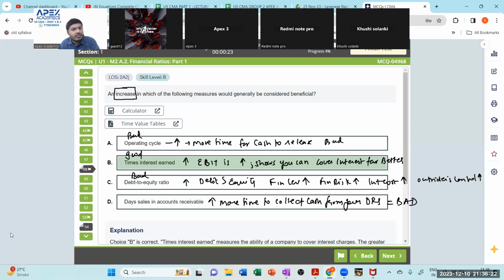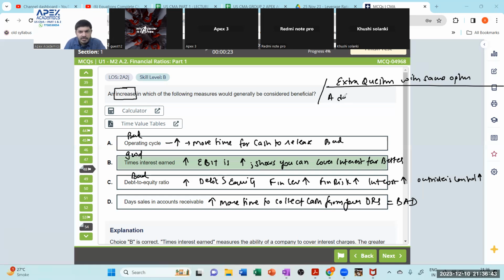A decrease in which of the following measures will be considered to be adverse? Same question I can ask. Answer will be times interest ratio. So I'm giving you an extra question. How will I redraft an extra question with same options?